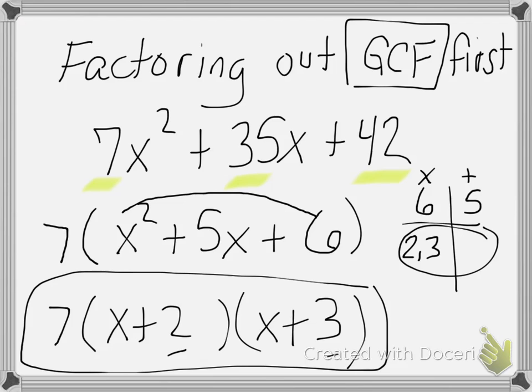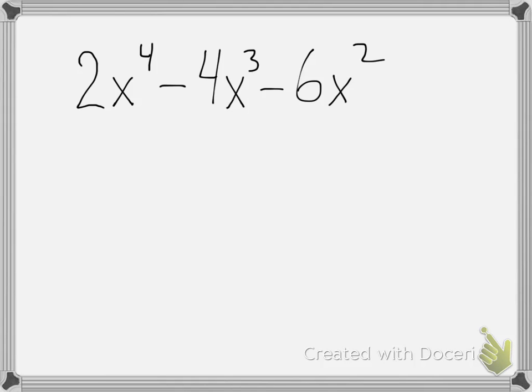Even though I didn't show you at the beginning, they showed it at the end, because they want to start you out with simple ones. Always, always, always look for the GCF first. Okay, so here's one more example on that. 2x to the 4th minus 4x cubed minus 6x squared.